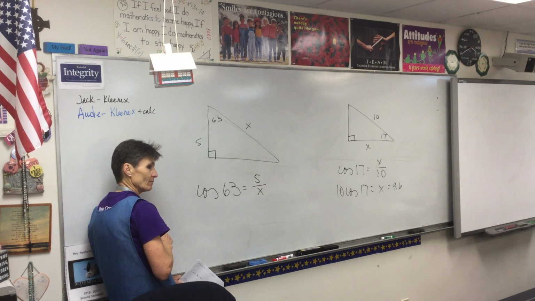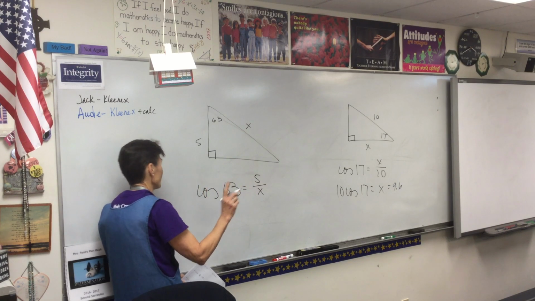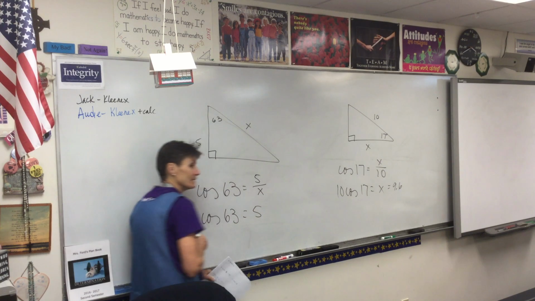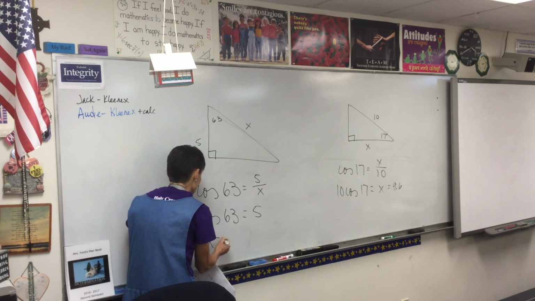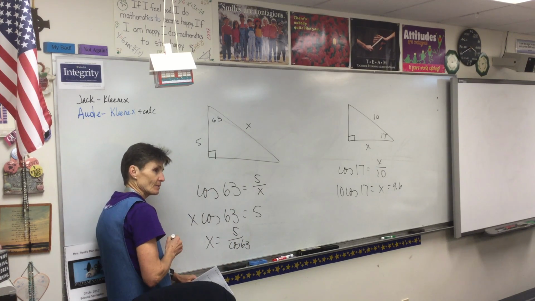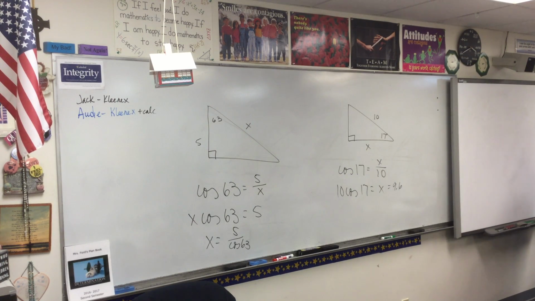So Max, how do we solve that one? You're going to divide 5 by cosine 63, because you're going to have to multiply by x to get x. Okay, there we go. We're going to multiply by x first, and then we're going to divide. So you were just ahead of me. You're right. So now we're going to type in 5 divided by cosine 63, 11.0.